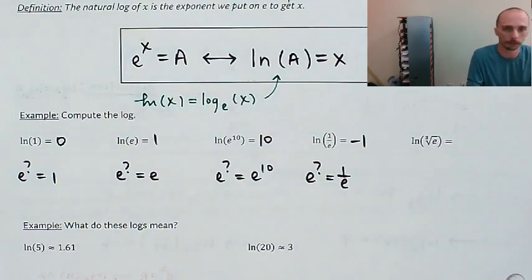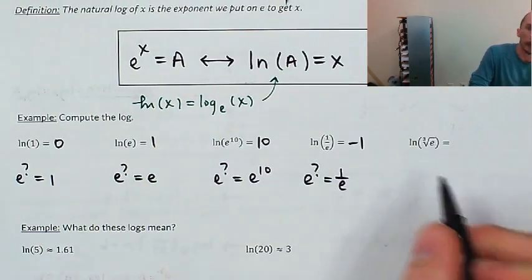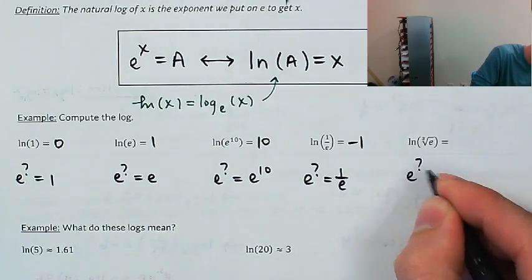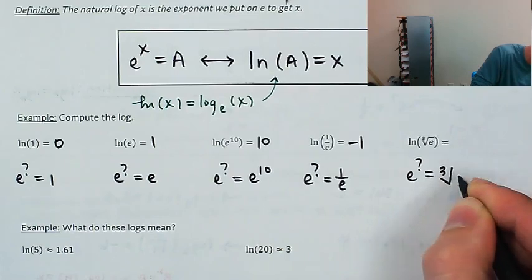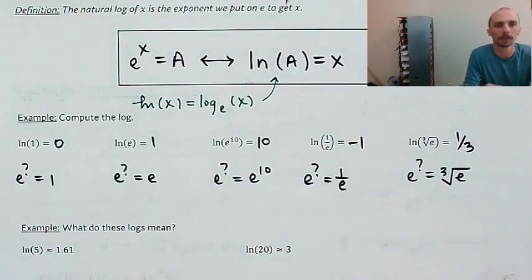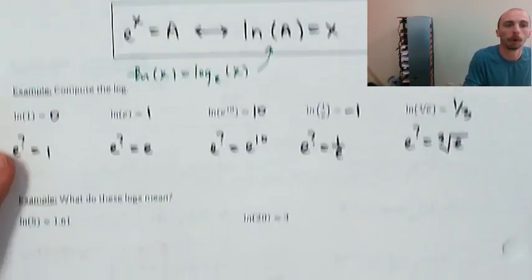The same themes coming up over and over again. And natural log of cube root of e: what exponent do I put on e to get the cube root of e? That's going to be the 1/3 exponent. Okay, so that's just how the natural logs are working.